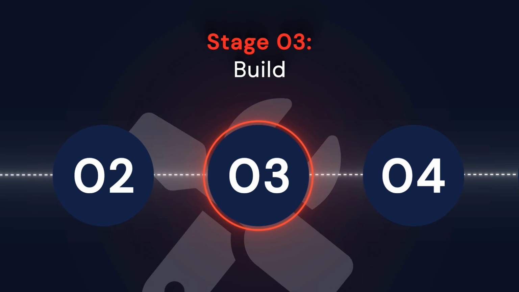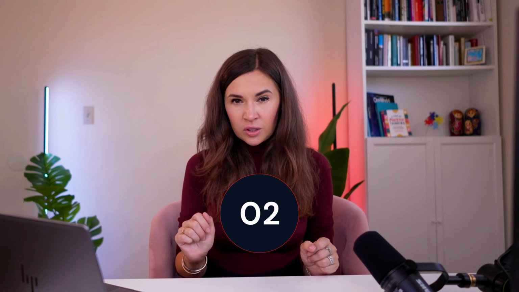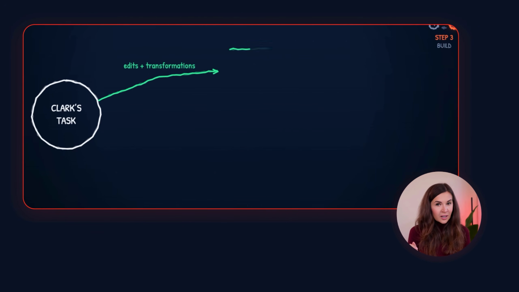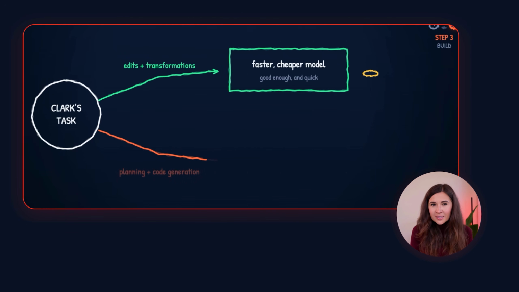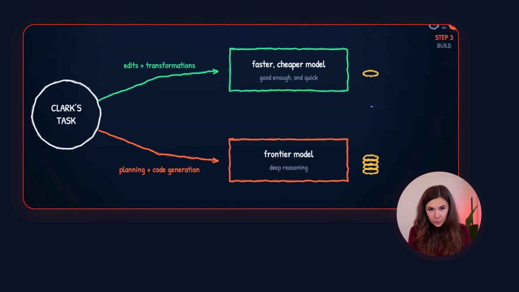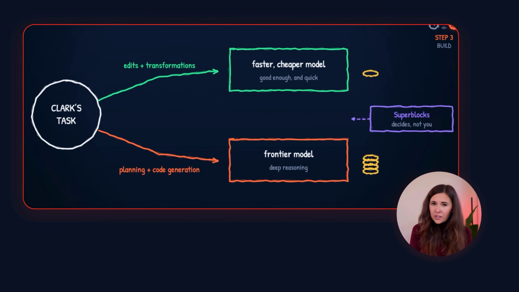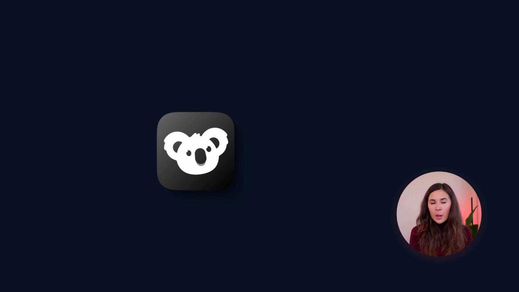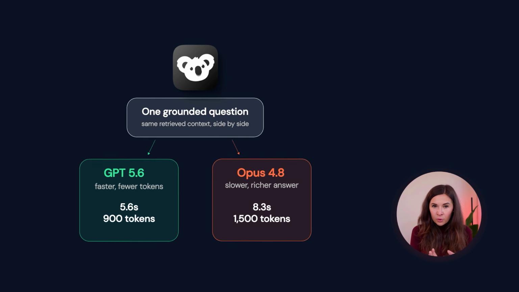Stage 3 is build. And there are two things worth watching. The first is which model does the work. Not every development task needs a frontier model. Complex planning and code generation may benefit from one, but a rename or a small transformation often does not. Paying frontier model rates for every task is how AI development costs get out of control. Superblocks Smart Router matches each development task with an appropriate model, which is a decision you would otherwise need to make manually for every request.